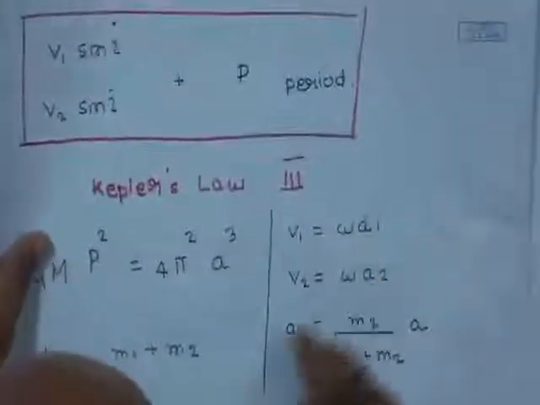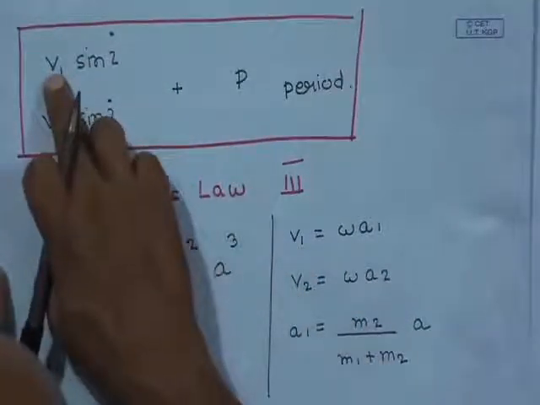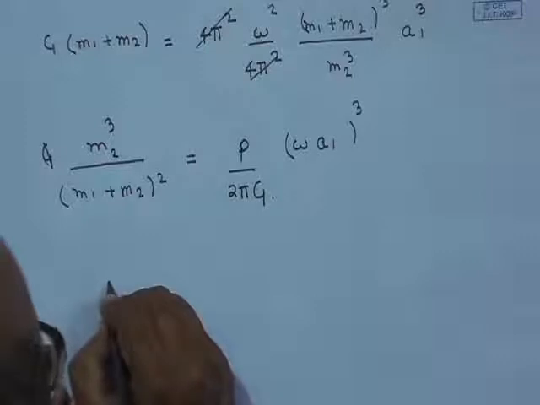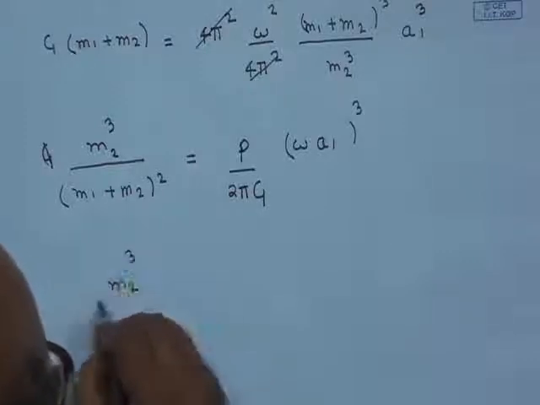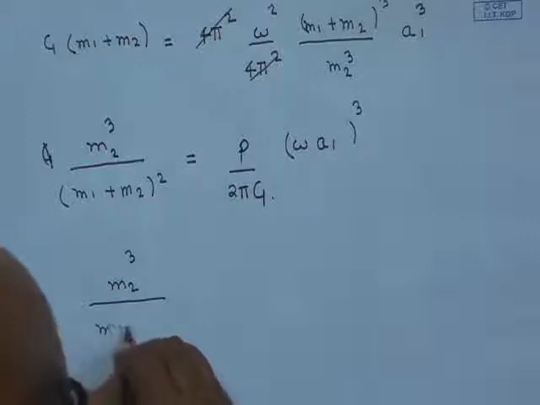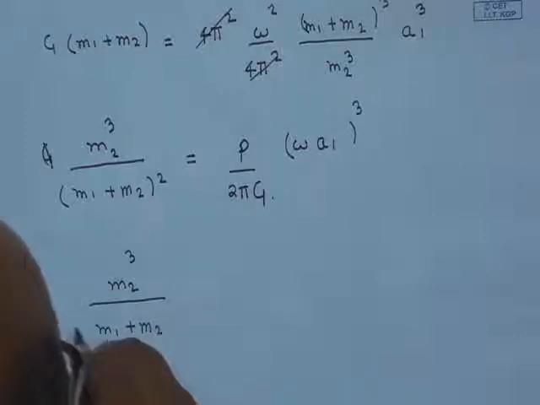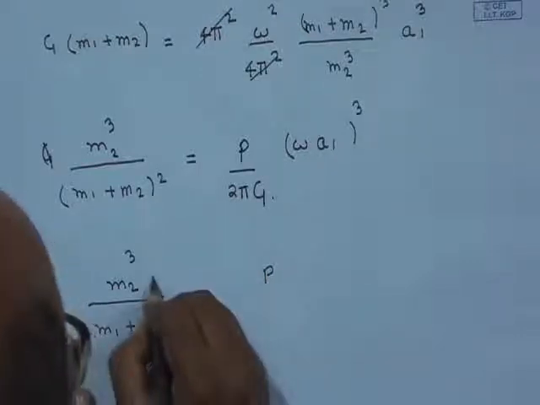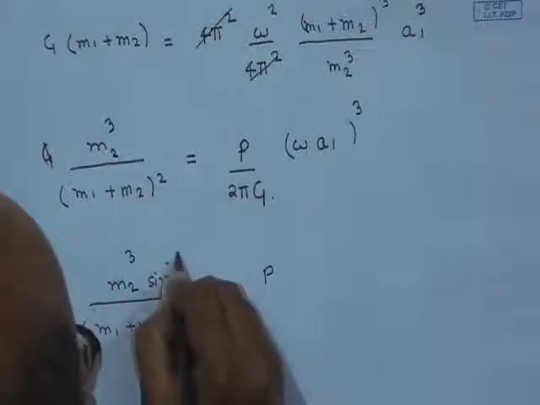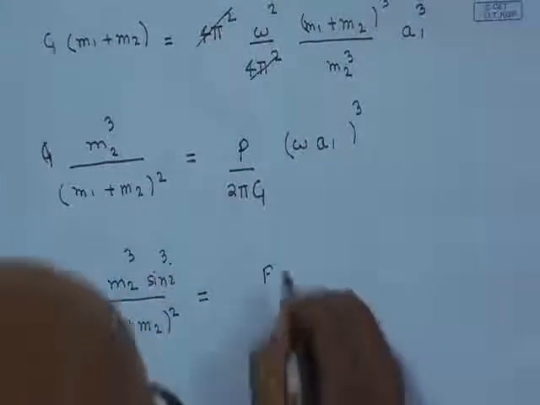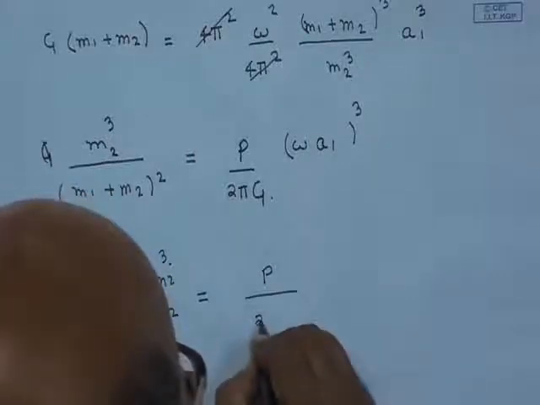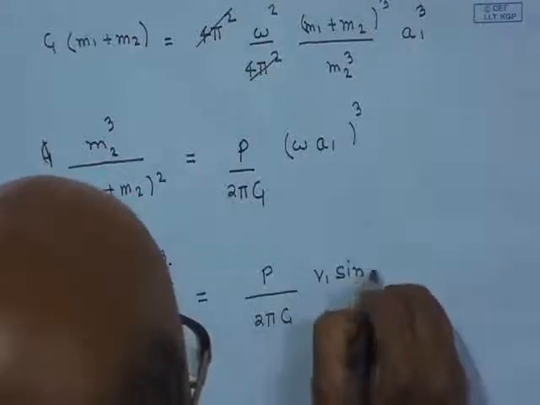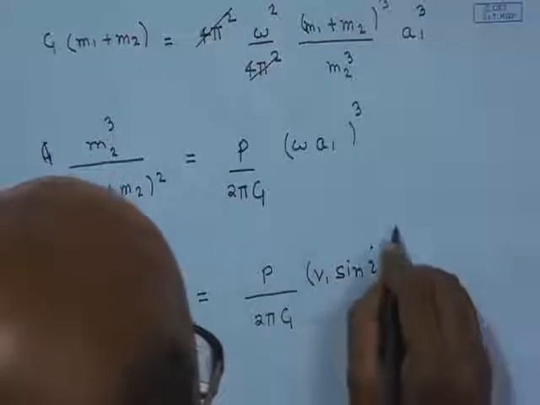If I introduce a factor of sin I cube, then I have the observed quantity V1 sin I cube over here. So, what I get is that m2 cube by (m1 plus m2) square is equal to the period, P, divided by 2 pi G into V1 sin I cube.